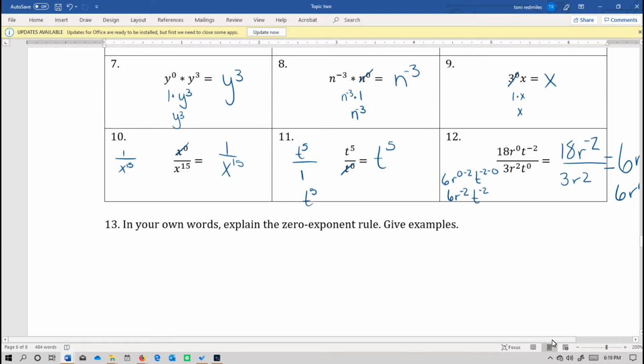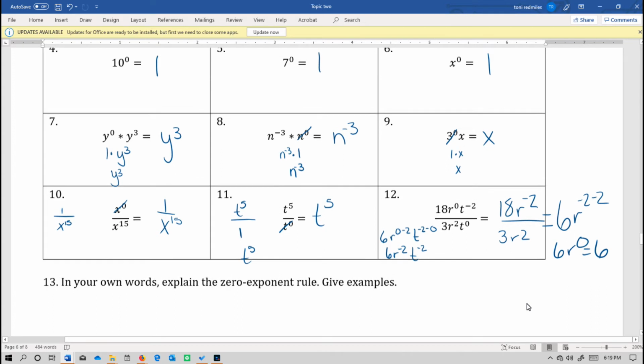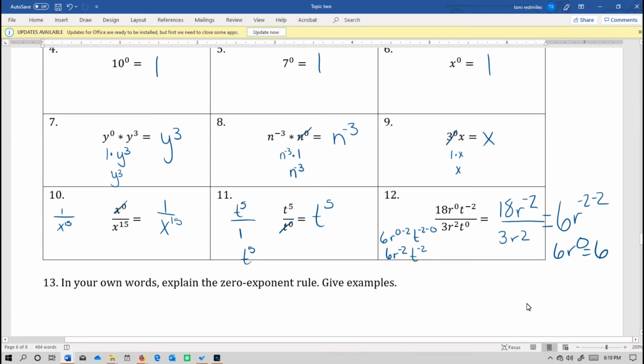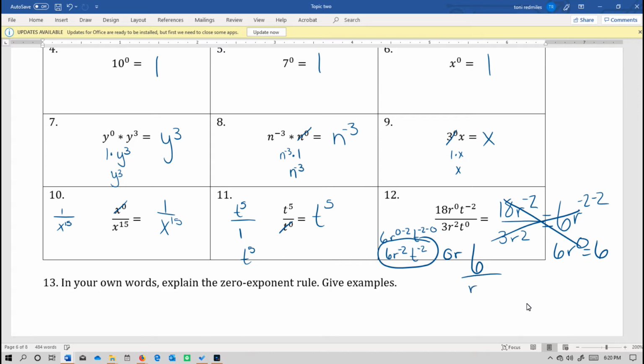Now, let me look at what I said the answer was. I said it's 6. Why did I come up with 6? Because I wrote the wrong... Oh, don't look at this. I got my r's and my t's all mixed up. Do not look at my answer. This is the answer. The other way you could write it is with your r and t on the bottom.